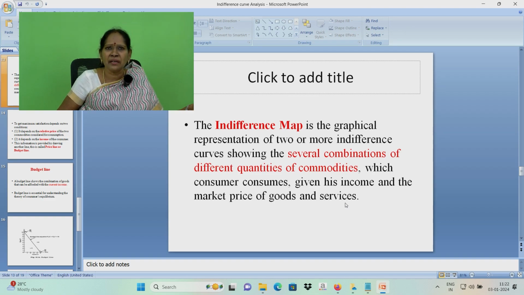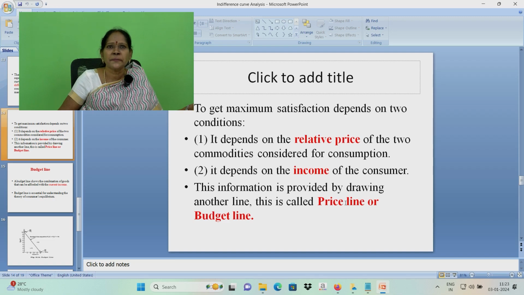Indifference map is a graphical representation of two or more indifference curves showing the several combinations of different quantities of commodities which the consumer consumes, given his income, by means of the market price, and the level of income of the consumer remains constant for the combinations.